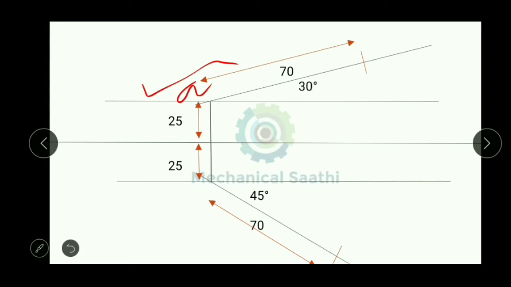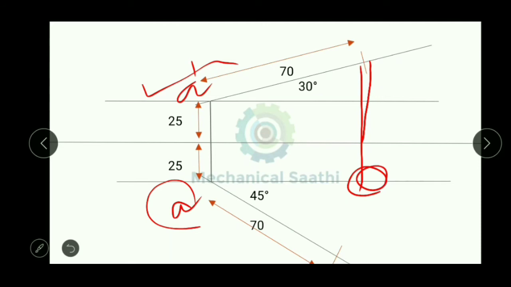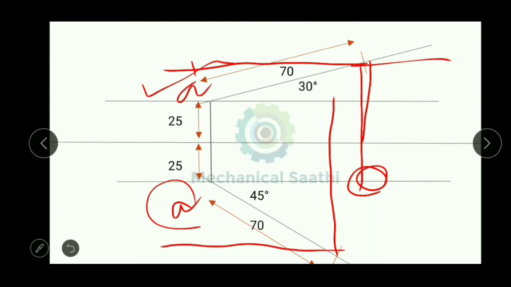Again, as I already told you, this can be named A dash, and this can be named A. Now what we need to do is extend this up to this straight line, and again extend this up to this straight line. Let me draw a horizontal line over here so that we can get the front view, and let us draw another horizontal line over here so that I can get the top view.